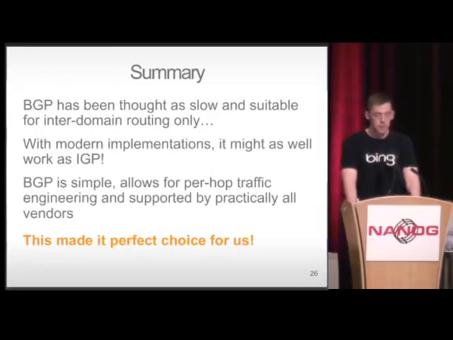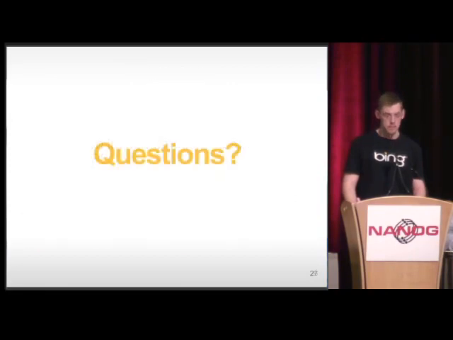All right, so the quick summary. The traditional perception of BGP was that it is only suitable for large-scale deployments and internet routing. But what we found out is that in the data center, it works perfectly as an IGP, as a single protocol for all routing problems. BGP is simple enough. It supports per-hop traffic engineering, and it's implemented and supported by basically all vendors we know. All of this together made this protocol probably the best choice for us, and this is why we're using it in our data centers. Thank you. Any questions?